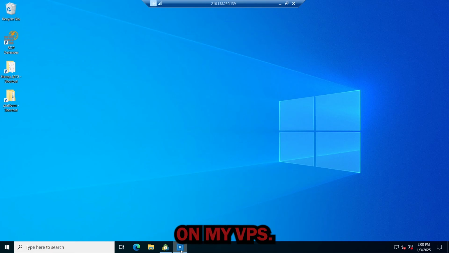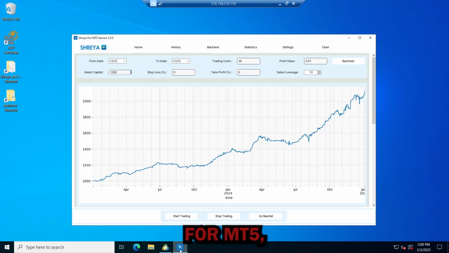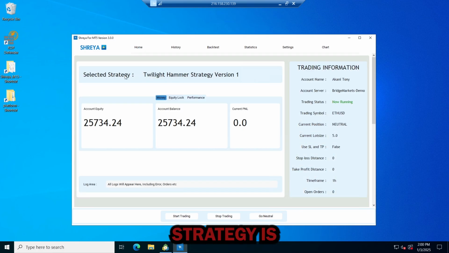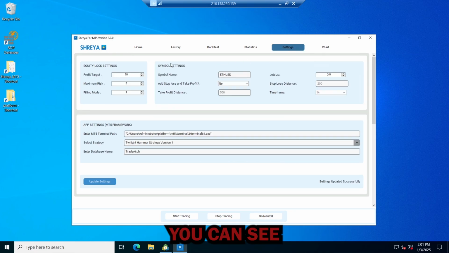Alright, so I'm currently on my VPS, and this is our framework for MT5, the Shreya framework for MT5. If I click on my home, you can see the selected strategy is the Twilight Hammer Strategy version 1. I'm trading this on Ethereum USD on the 1 hour time frame, using a lot size of 5.0. If I head over to my settings, my profit target is 10%, my maximum risk is 2%, and the symbol is Ethereum USD. I'm not using a stop loss or take profit, and I set my time frame to the 1 hour time frame.